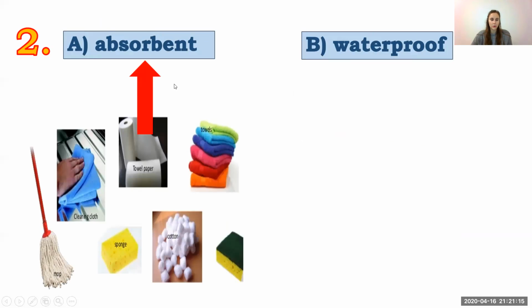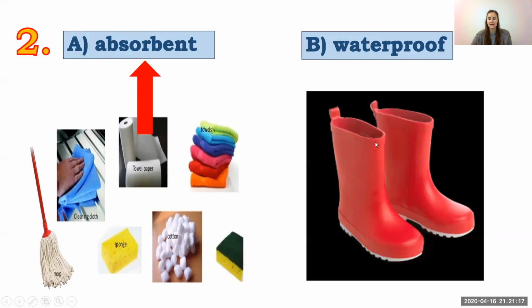That means it can hold water. But these gum boots or rain boots are waterproof. They do not allow water inside. So if you wear them, water will not get onto your feet. But the sponge holds the water inside.